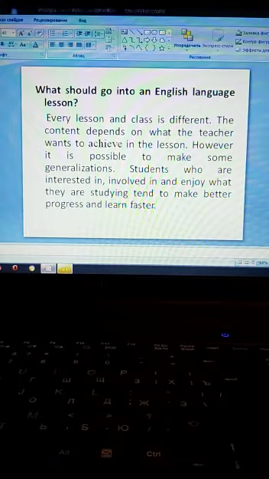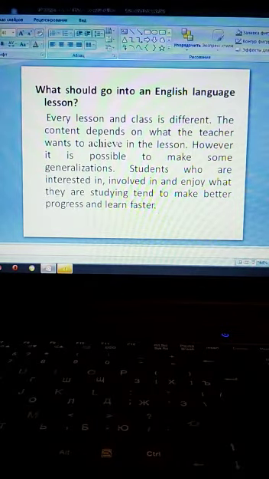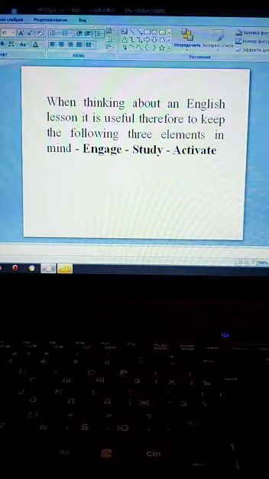So, what should go into an English language lesson? You know, every lesson and class is different. The content depends on what the teacher wants to achieve in the lesson. However, it's possible to make some generalizations. Students who are interested in, involved in, and enjoy what they are studying tend to make better progress and learn faster. When thinking about an English lesson, it's very useful, therefore, to keep the following three elements in mind: engage, study, and activate.